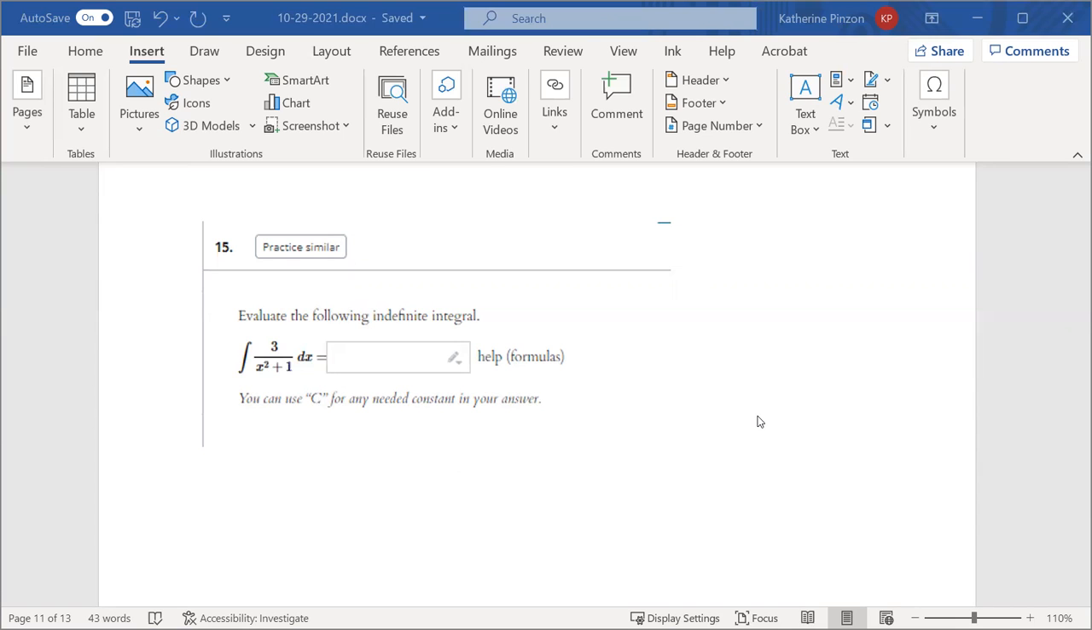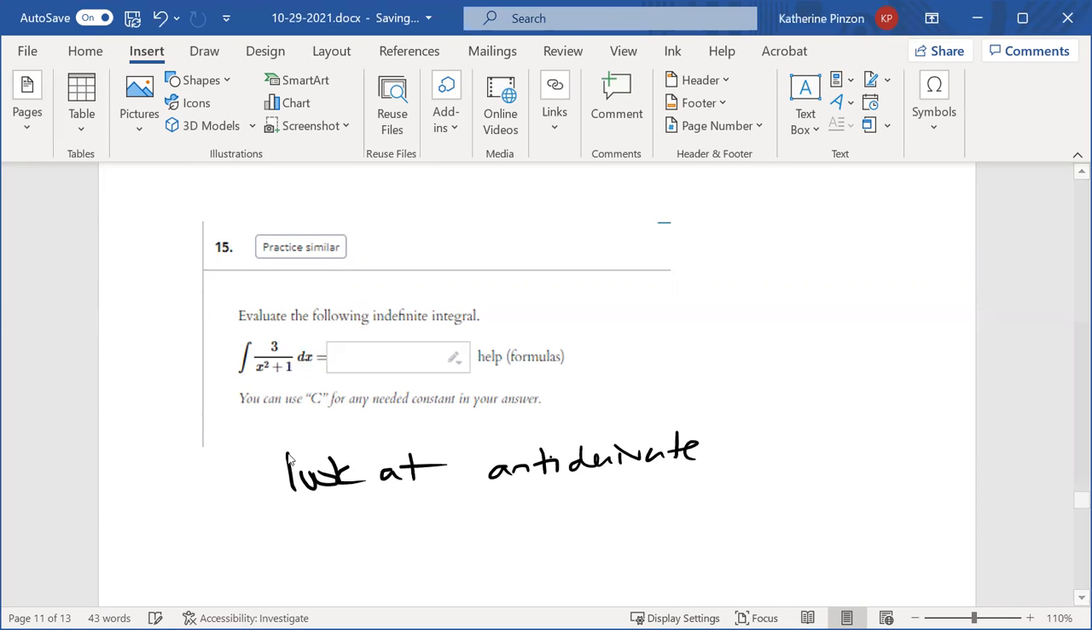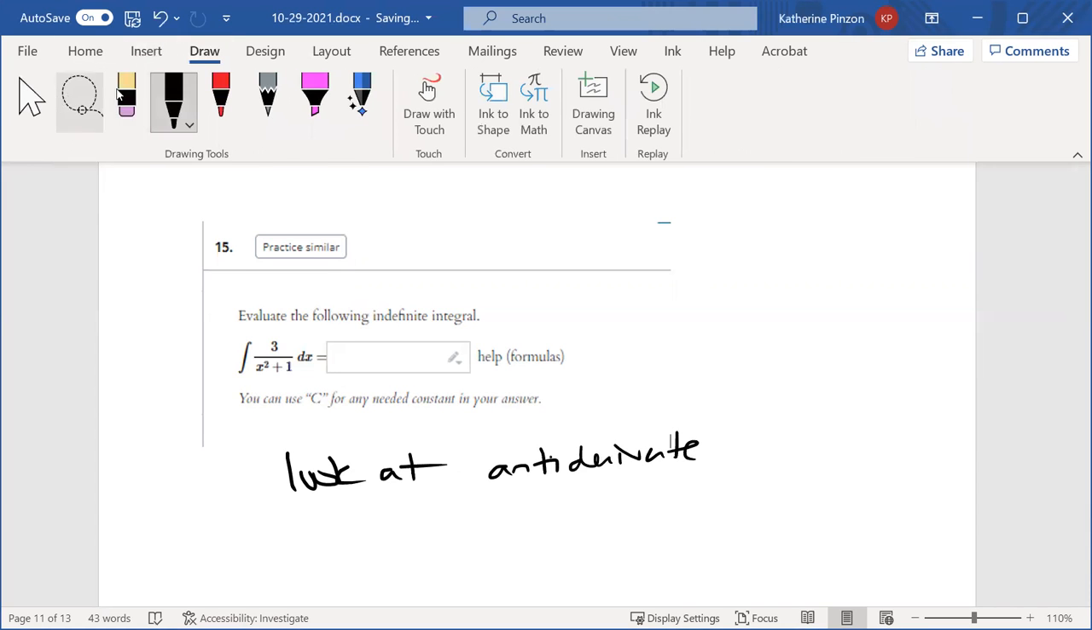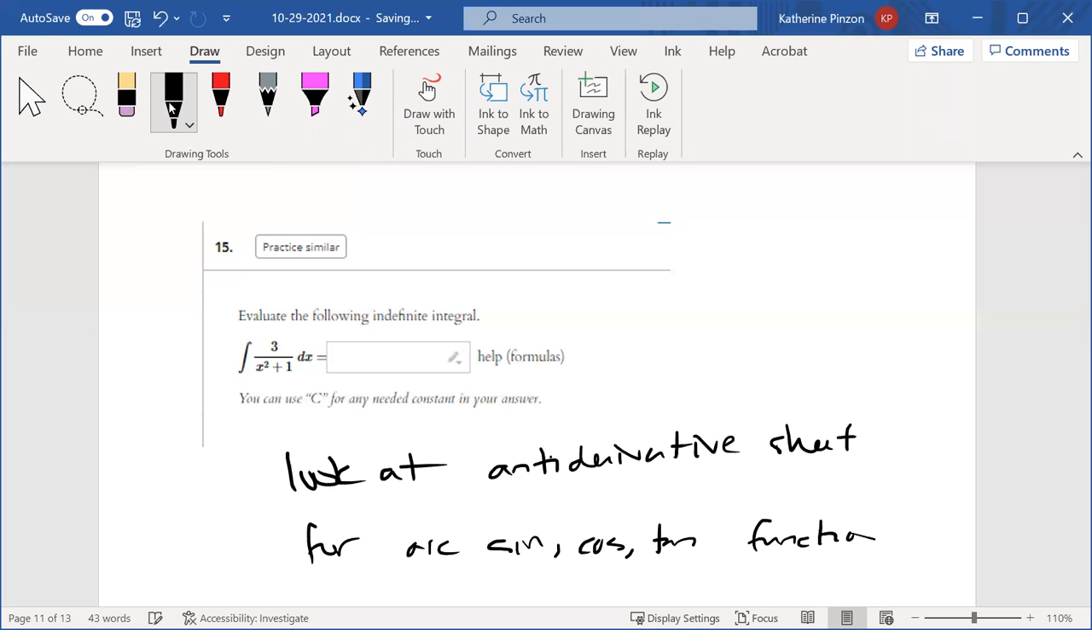Yeah, so it's tricky because you don't need a u-substitution. Look at the antiderivative derivative sheet for the arc sine, cosine, tan functions. Would it still work if we just brought the x squared plus 1 to the top? No, because then you would need a u, because you would do x squared plus 1 to the -1. And when you take the derivative of x squared, you need 2x, and you can't stick in an x, right? Yeah.